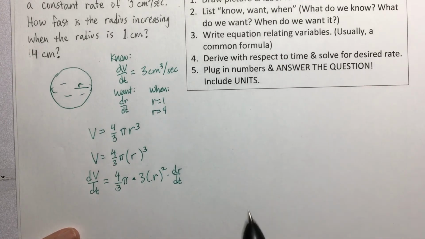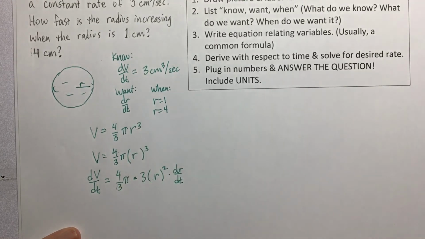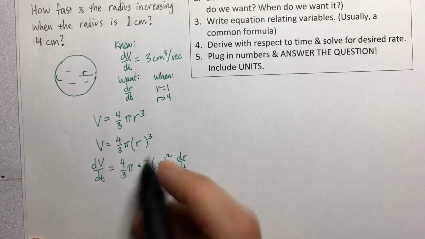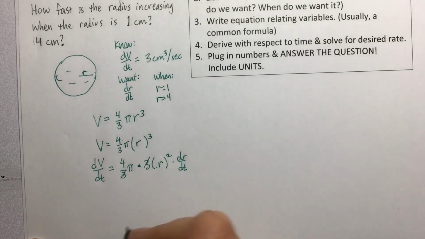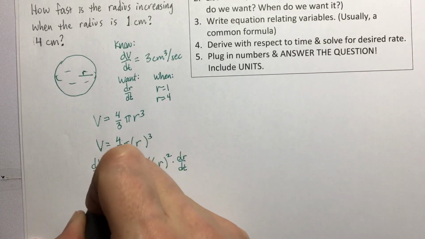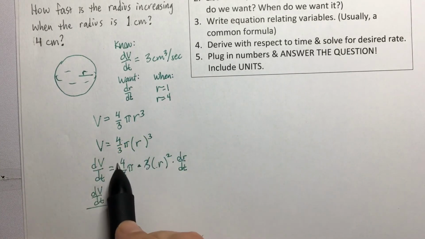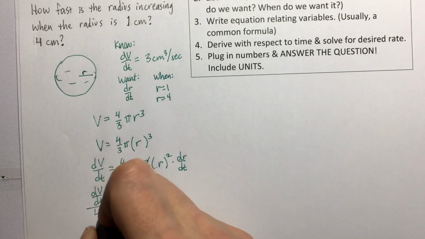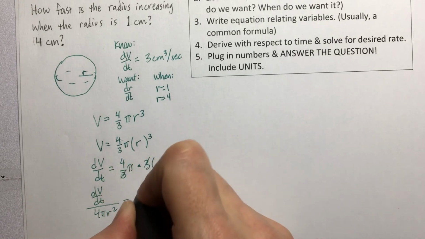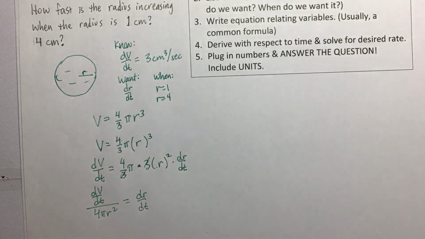Okay, solve for the desired rate. So I'm going to solve for dr/dt because that's the thing that I want. All I need to do is divide by stuff. And actually, I can cancel those 3's out. So dV/dt over 4 pi r squared is dr/dt. So that's our step 4.